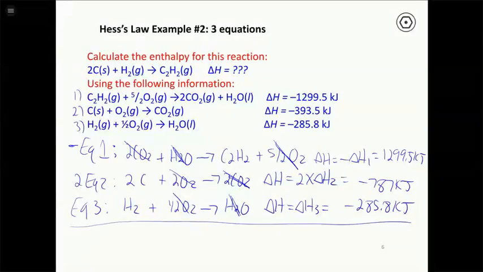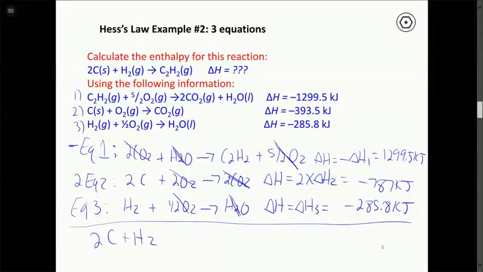And then all that's left then is 2C from this equation on the reactant side, H2 from the third equation on the reactant side, and the only product that's not canceled out as an intermediate is C2H2, which comes from that first equation. All right, so by adding the equations in that particular sequence, we get the overall chemical equation.